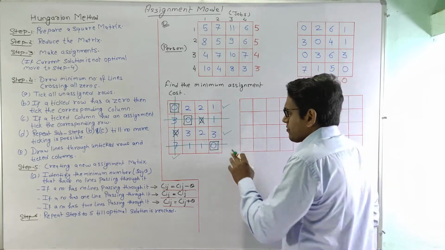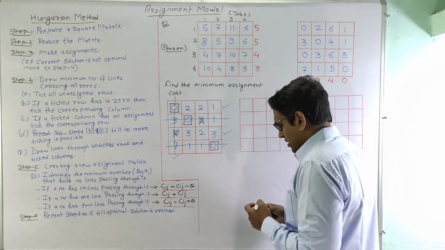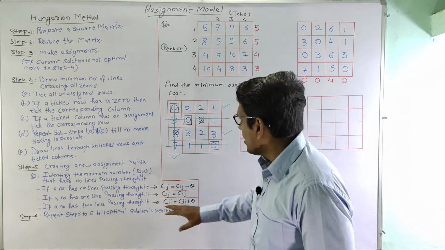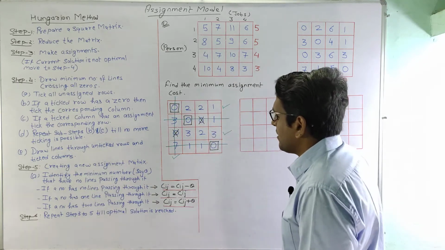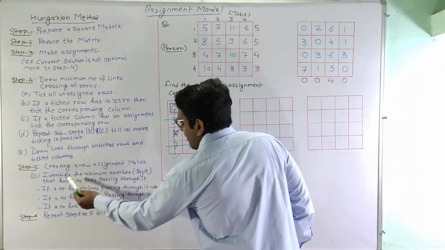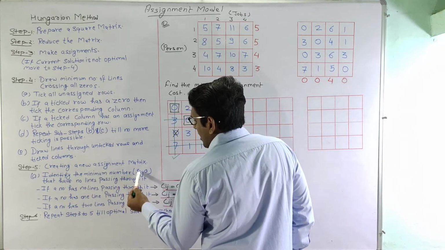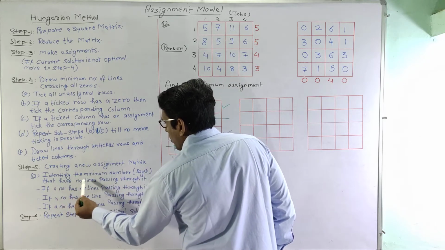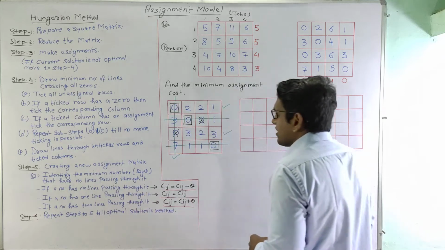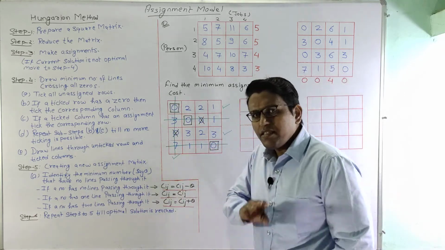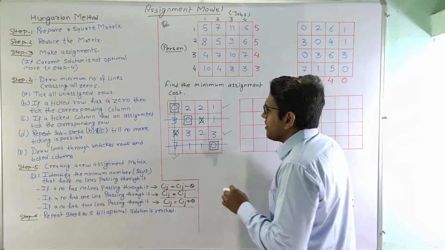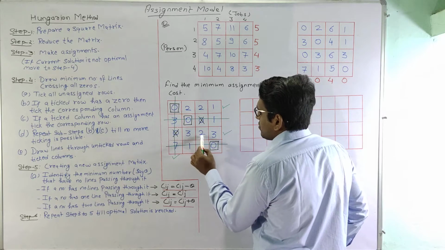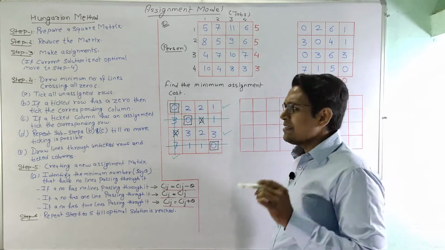So right now, after drawing these lines, our next step is to create a new assignment matrix. Okay, now how do we create a new assignment matrix? We need to identify the minimum number, let us say theta, the minimum number that has no lines passing through it. So we can see that in this matrix there are 3 types of cells. First is where no lines are passing. So here 2, 2, 1, 3, 2, 3. These are the cells where no lines are passing.